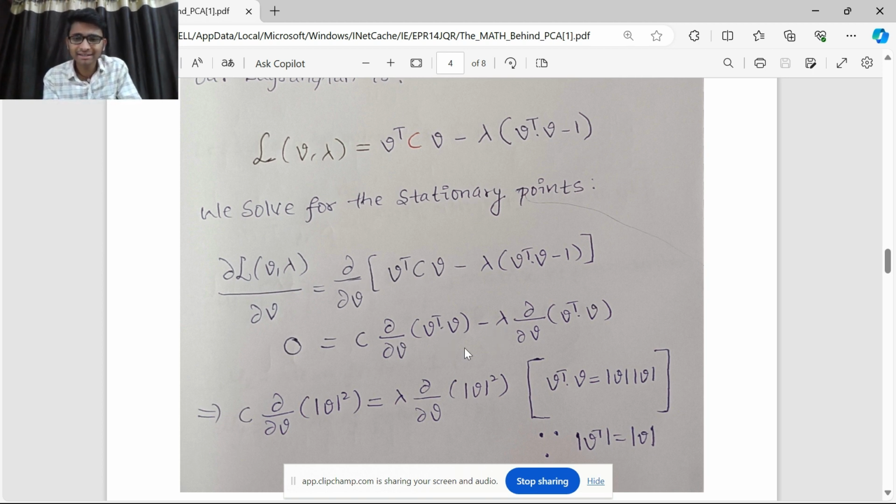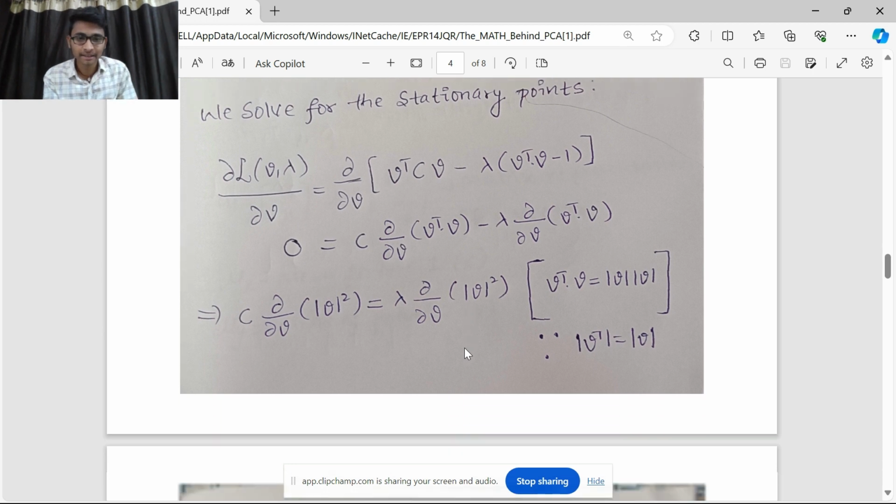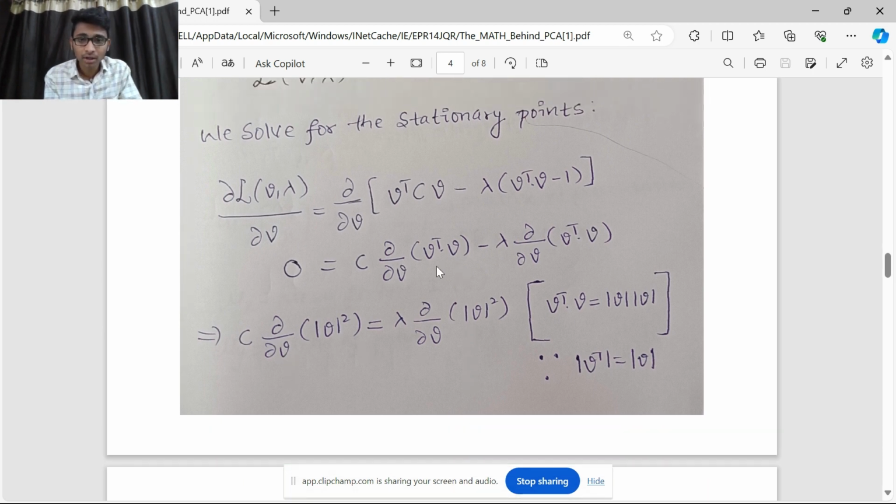This is a very simple calculation, guys. Now what will v transpose dot v be? See, v transpose dot v means the dot product of a dot b, which is modulus of a, modulus of b, cos theta. Theta is 0, so cos 0 is 1. Now the modulus of v is the same as the modulus of v transpose, therefore v transpose dot v is equal to modulus of v whole square. That's what I have written.